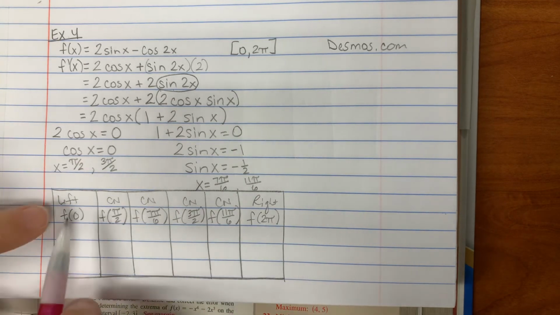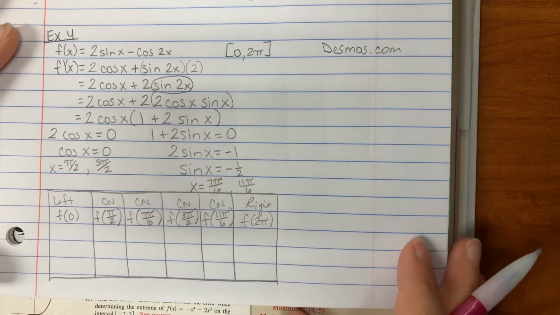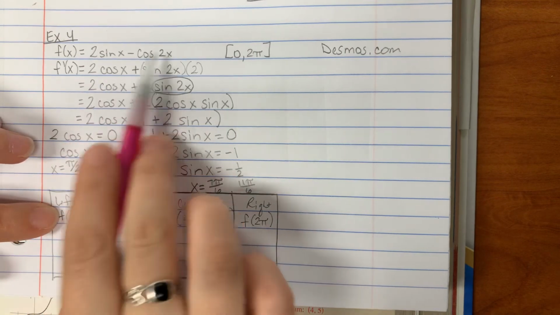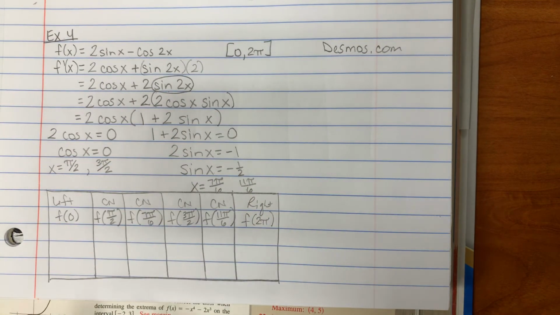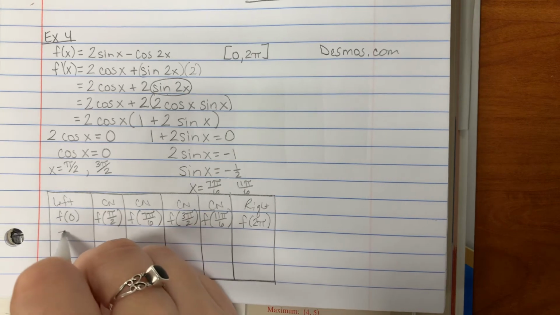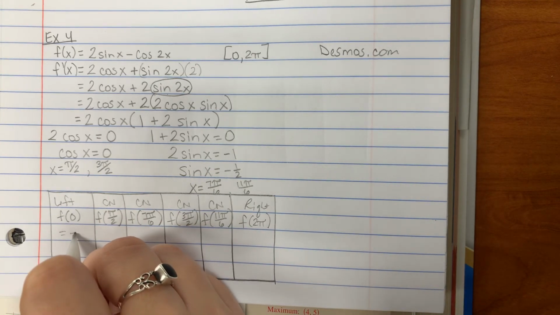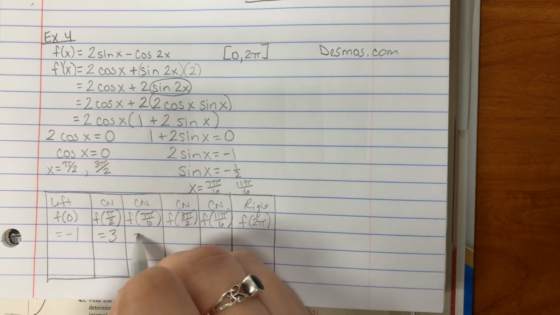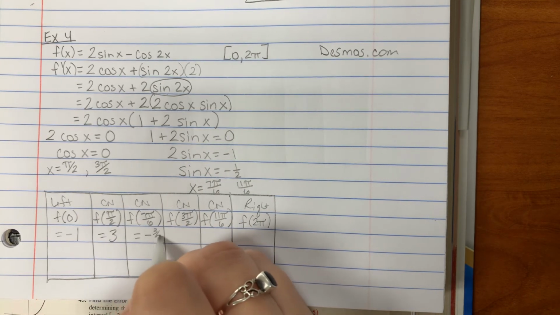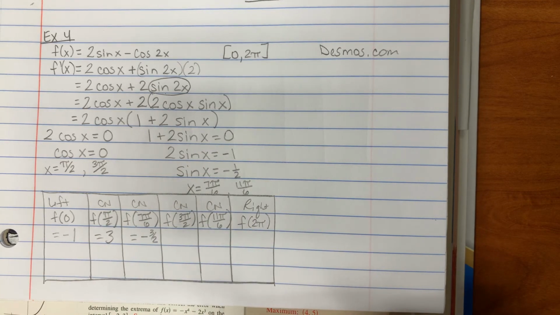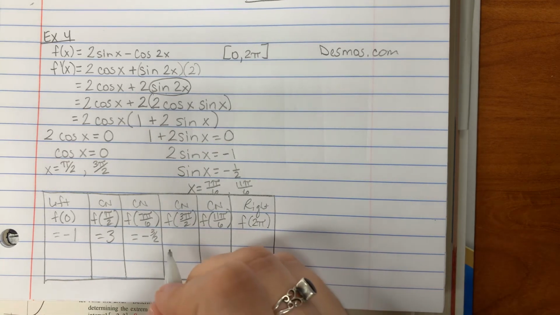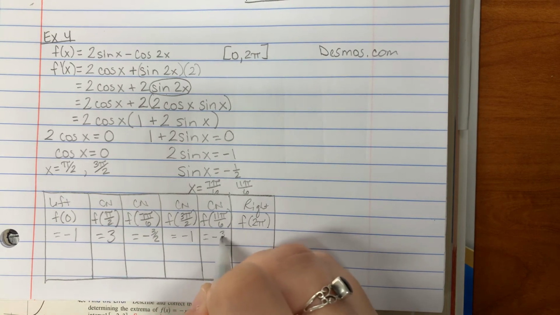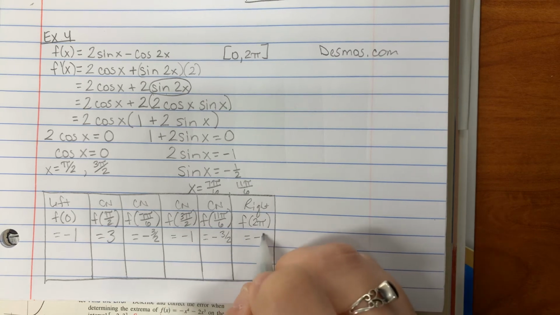Okay, so then I'm going to plug those into my function. To save some time, you can use a calculator to do that. So plug those values in here and get your answers. I'm just going to tell you what I got really quickly to save some time on this video because we're over 20 minutes. So this one ends up -1. This one ends up 3. This one ends up -3 over 2. Maybe you got -1.5 on your calculator depending on your mode. This one ends up -1. This one ends up -3 over 2. And this one ends up -1.